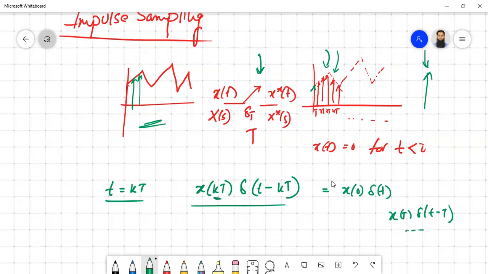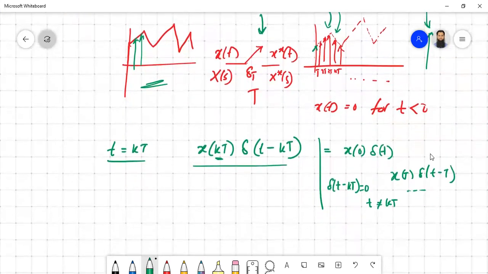And we always have to keep in mind that by definition, δ(t − kT) equals zero if t is not equal to kT. So except at t equal to kT, everywhere else this is zero. That is why we are going to get an infinite train of impulse samples out of a continuous signal. And as we said, the notation is x*(t) in the time domain, or X*(s) in the frequency domain.